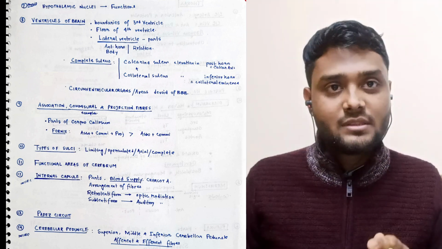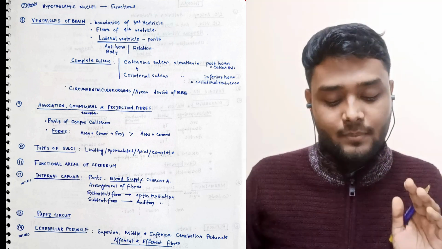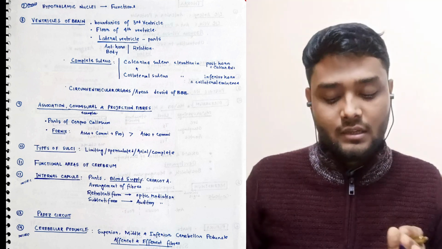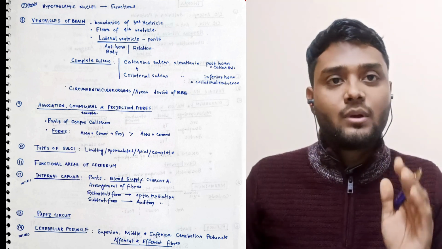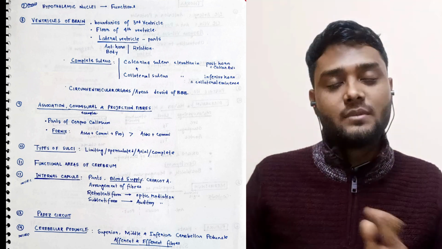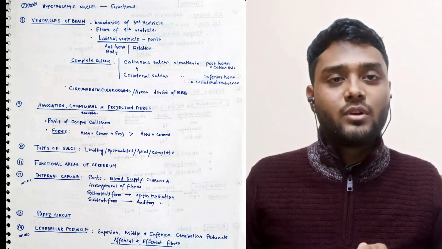Then read about the Papez circuit in detail and the cerebellar peduncles. Lastly, the cerebellar peduncles. They are important for INICET: the superior, middle, and the inferior cerebellar peduncle, and what are the afferent and efferent fibers of these peduncles. Okay, this is solely important for INICET.